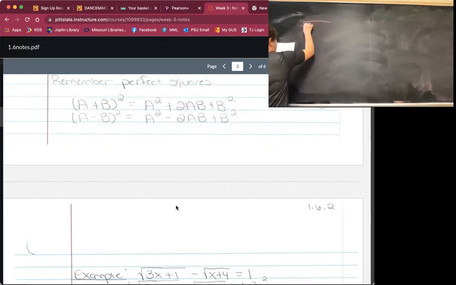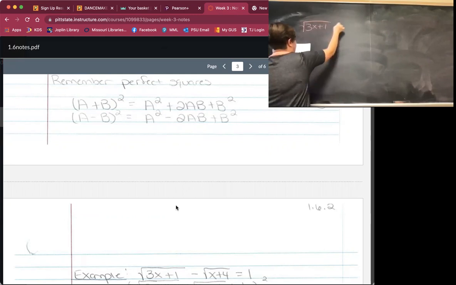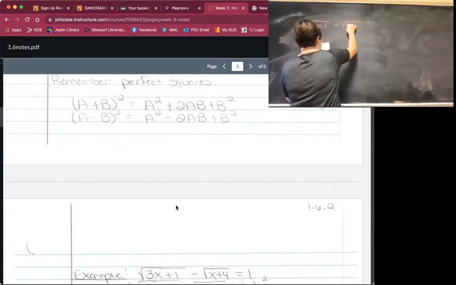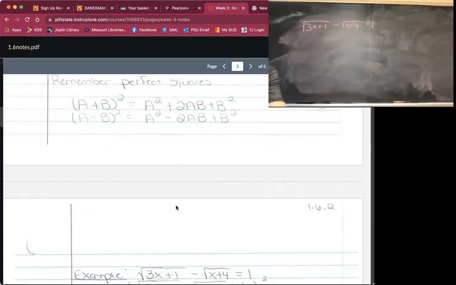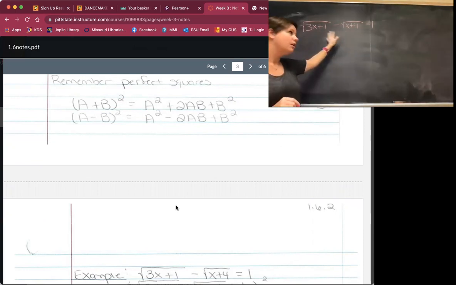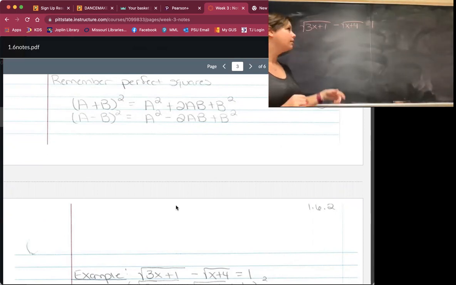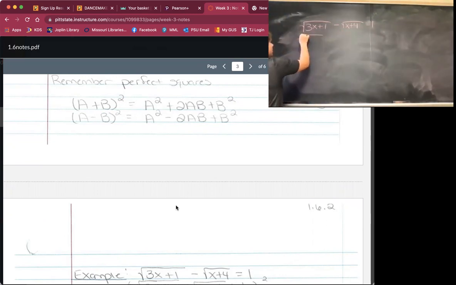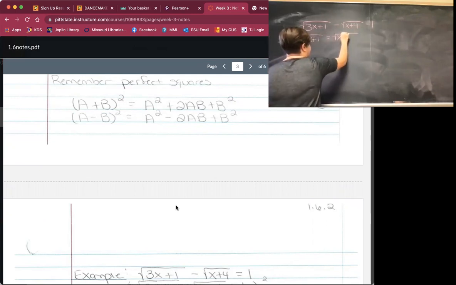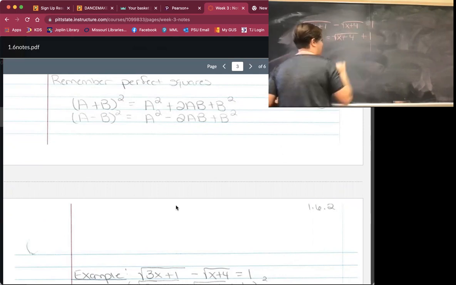So we have the square root of 3x plus 1 minus the square root of x plus 4 equals 1. This is our problem. Step 1 says we need to isolate our radical, or if we have more than one radical, which we do, then we need to get them to opposite sides of the equal sign. Since this one's negative, I'm going to add it over to the other side. So I get the square root of 3x plus 1 equals the square root of x plus 4, plus 1.